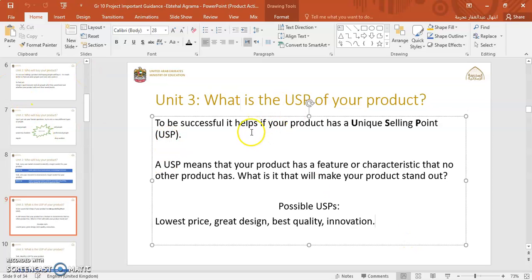To be successful, it helps if your product has a unique selling point, USP. A USP means that your product has a feature or characteristic that no other product has. What is that will make your product stand out? So, possible USPs can be lowest price, great design, best quality, or innovation.